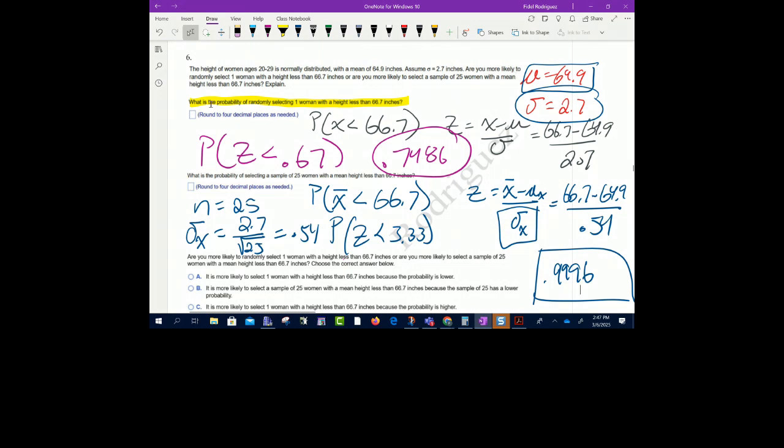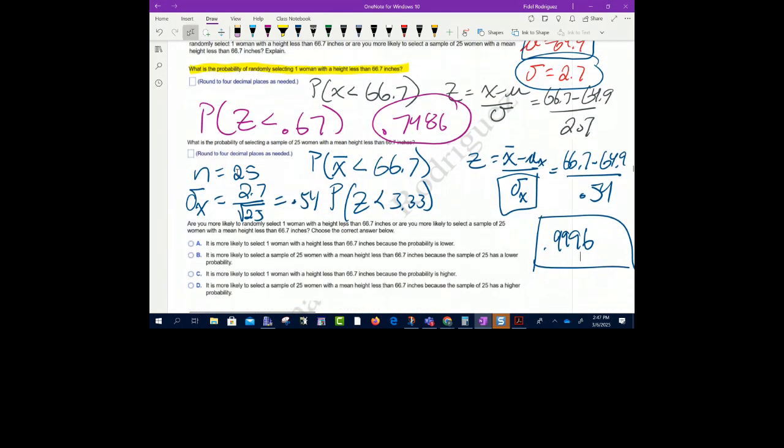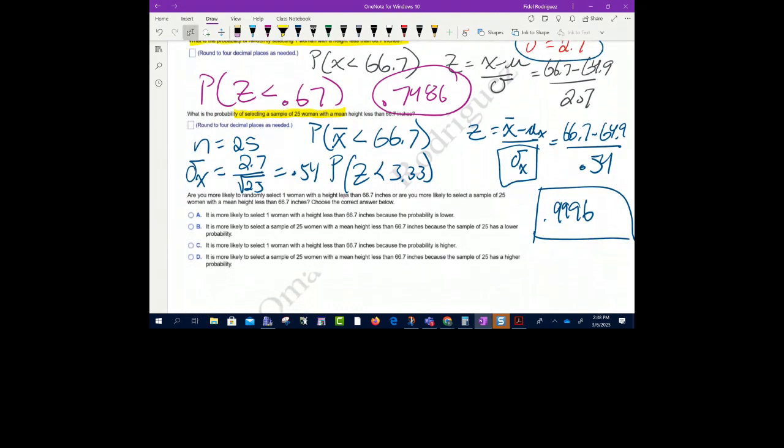So look, y'all, let's compare our two probabilities. Which one was bigger, the first one or the second one? What number is bigger, 0.7486 or 0.9996? This one here, right? If you think about them in terms of percents, 74%, 99%, obviously this one is bigger. So the one that was bigger was the one where we selected a sample of 25 women. It's more likely to select a group of 25 women.